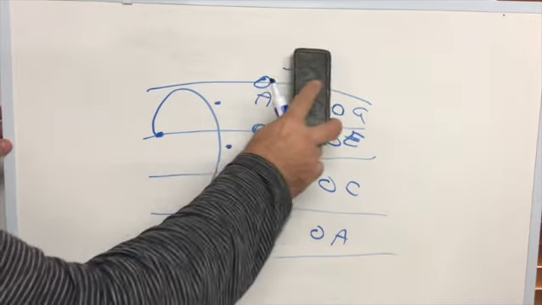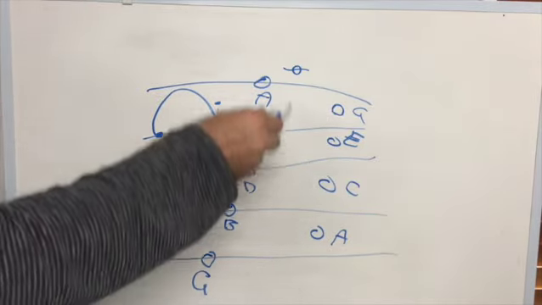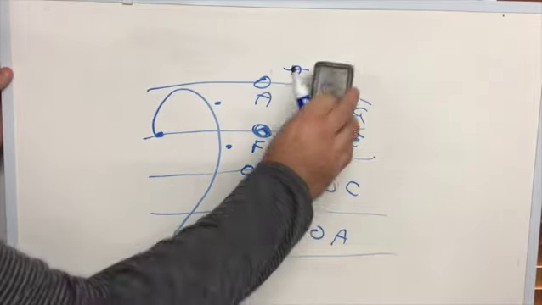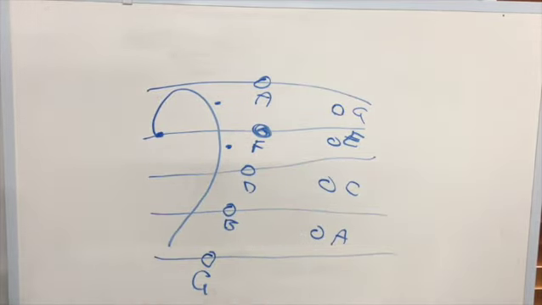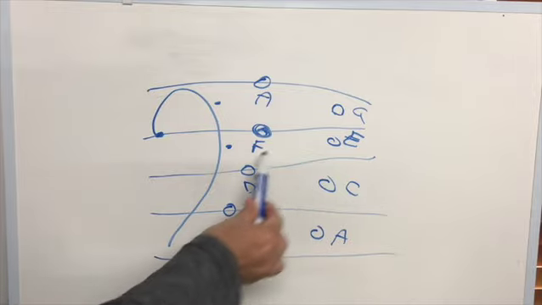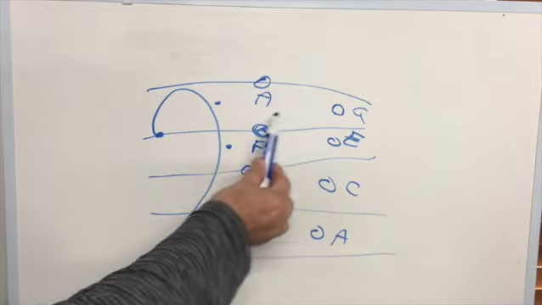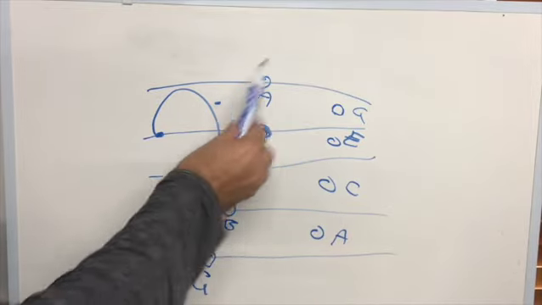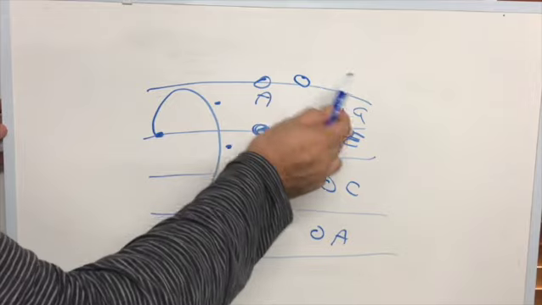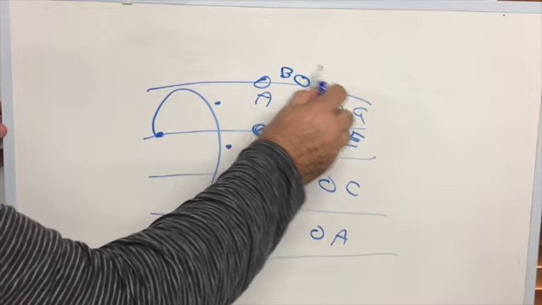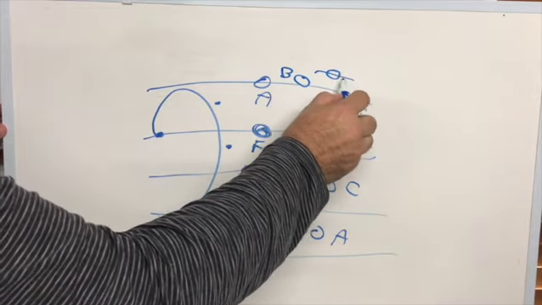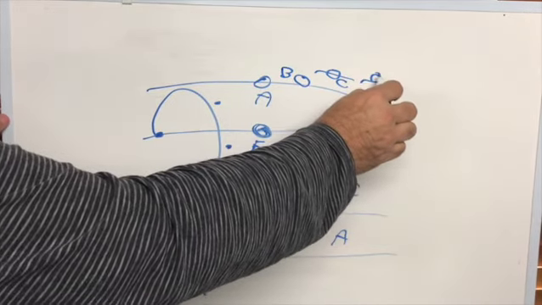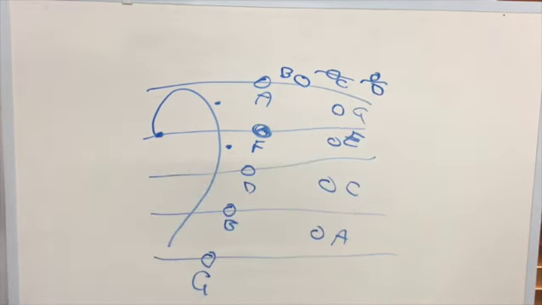Really, what you're doing is replicating the five lines in a continuation above. Sitting on the top line, just like the musical alphabet, A, B, C, D, E, line, space, line, space, line, space. A, B, C, D, E, F, G. A, B would sit on the top line. C, then D.